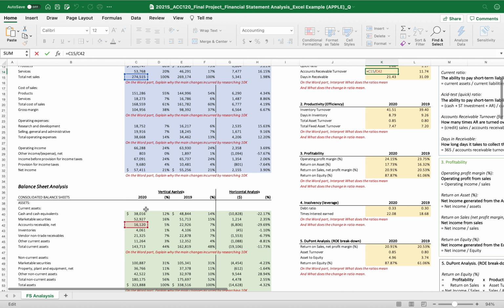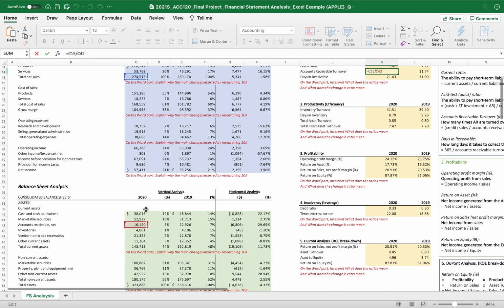Here, the kernel ratio I don't want to calculate at this moment, but the current assets divided by the current liabilities, you can just link exactly on the balance sheet, and 2019 works the same way. You can calculate the quick ratio as cash and equivalents, marketable securities, and accounts receivable, except for the inventory and other current assets, divided by total current liabilities.